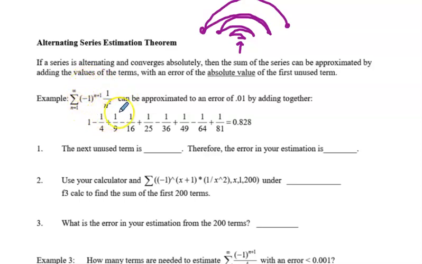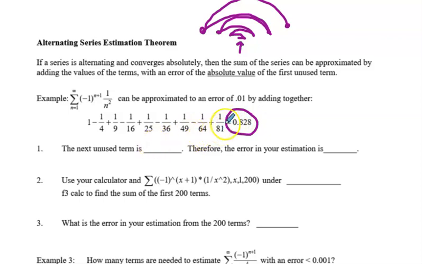This is the alternating series for 1 over n squared. We're multiplying using the alternator of -1 raised to the n plus 1. And we can approximate it to an error of 0.01 by adding together 9 terms. So 1 over 1 squared minus 1 over 2 squared plus 1 over 3 squared, all the way up to 1 over 9 squared. So I've added 9 terms, and when I put this in my calculator, I get 0.828.